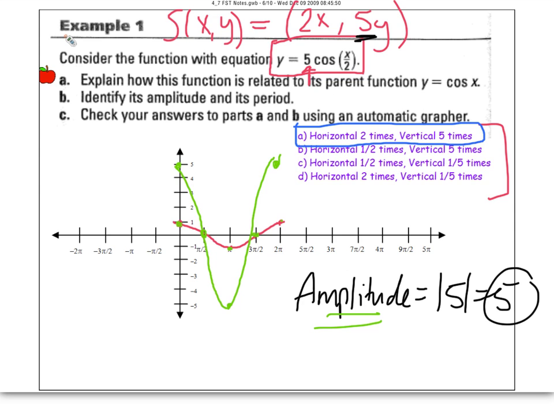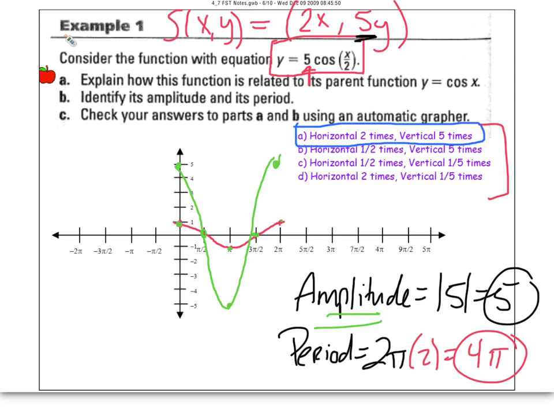Okay, let's do the second thing. What about the horizontal stretch? Well, that impacts the period. So the period again is normally 2 pi. As we can see, the graph ends at 2 pi right here, but we have to times it by 2. So I come in here and times it by 2. So the new period is now 4 pi. So what I need to do is take my green graph and don't have it end at 2 pi, but it has to end here at 4 pi.